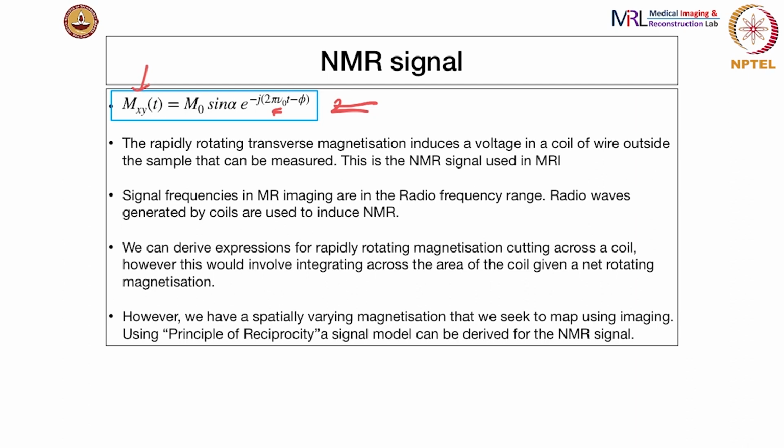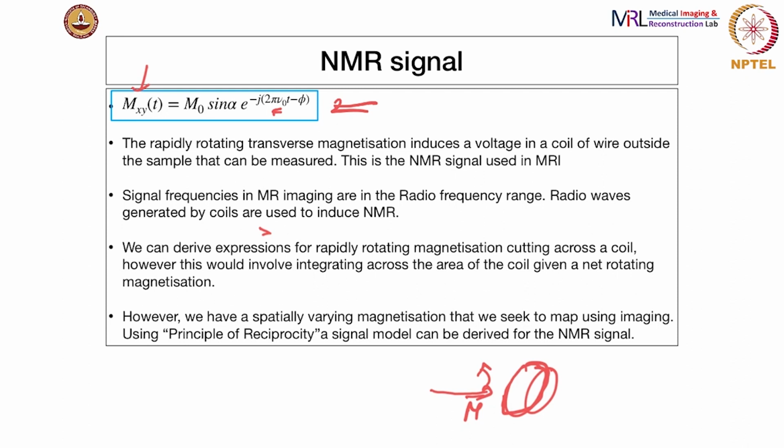We won't get into the details, but we can derive an expression for a rapidly rotating magnetization cutting across a coil. So there is a coil of wire, multiple loops, and then there is the M field, the magnetization, which every time it rotates cuts across the coil of wires. This will generate a signal in the wire. Now this will involve integrating across the area of the coil. So you will be measuring a net magnetization, and you will have to integrate across the area of the coil. Now this is a problem.